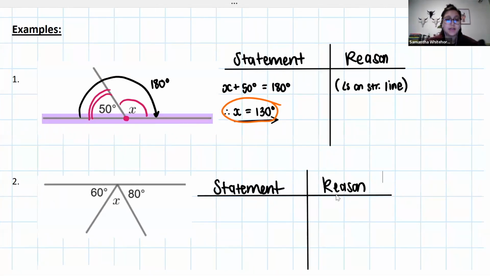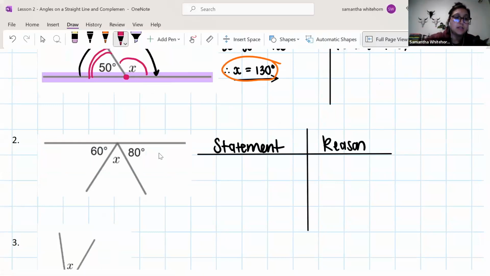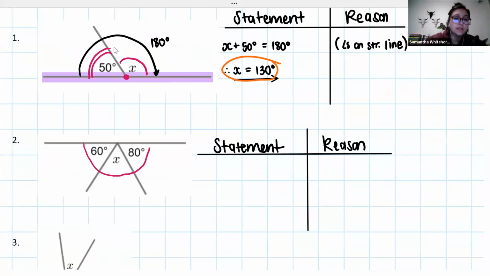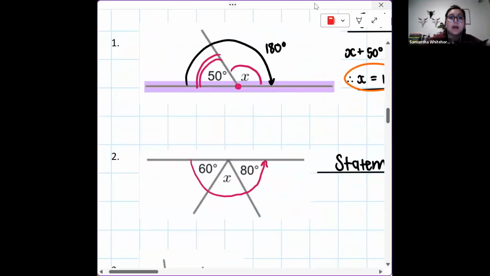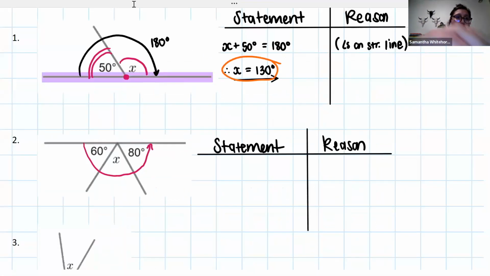All right, grade 8, let's have a look here. Okay, so once again, what we can see is that we've got adjacent angles. 60, x and 80 are all adjacent to each other. And so what that means is if we add them all together, we must get 180, because they're all angles on a straight line. And so we are going to use that exact reason. Sorry, guys, no idea what I did there. Anyways, so we set up our equation.